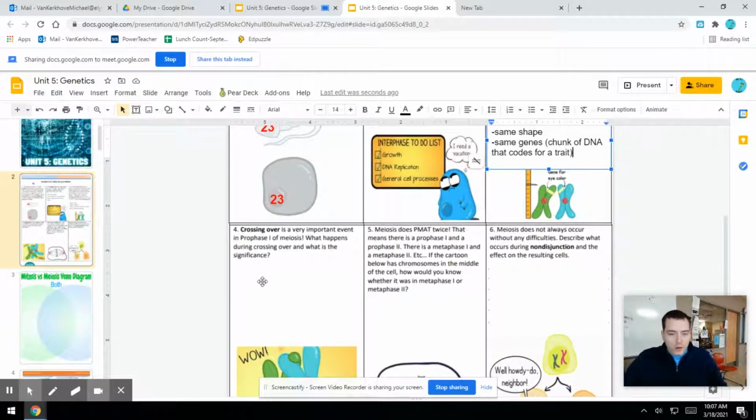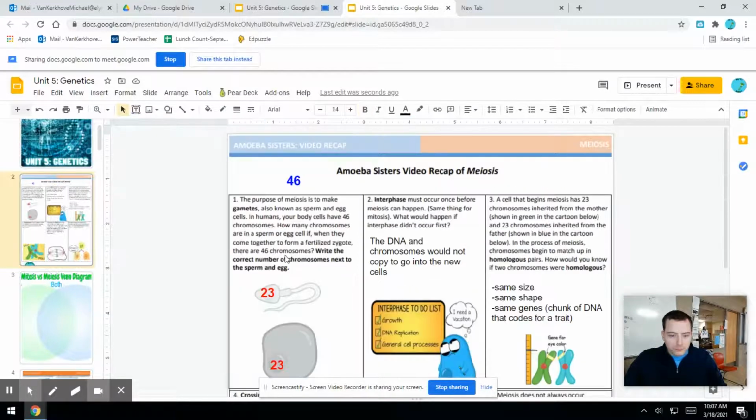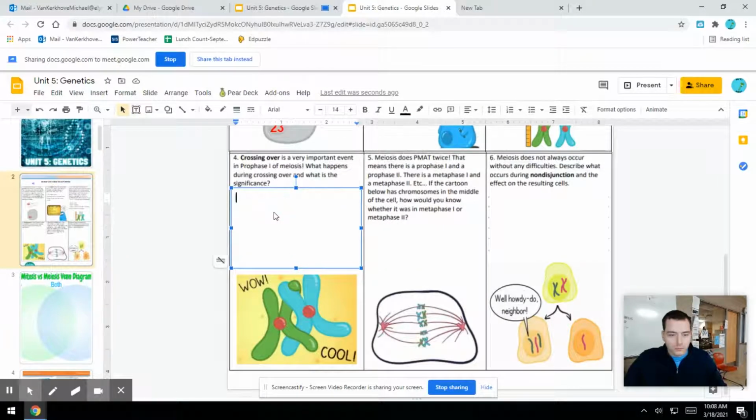Number 4, crossing over is very important. It's a very important event in prophase 1 of meiosis. What happens during crossing over and what is the significance? The chromosomes from the egg and sperm swap DNA, making unique chromosomes.